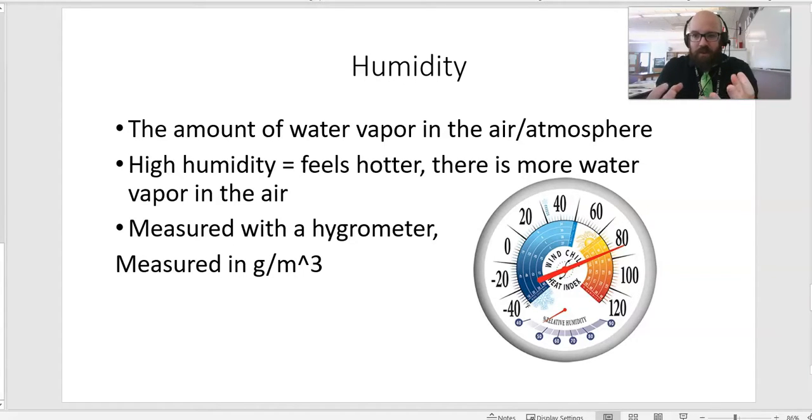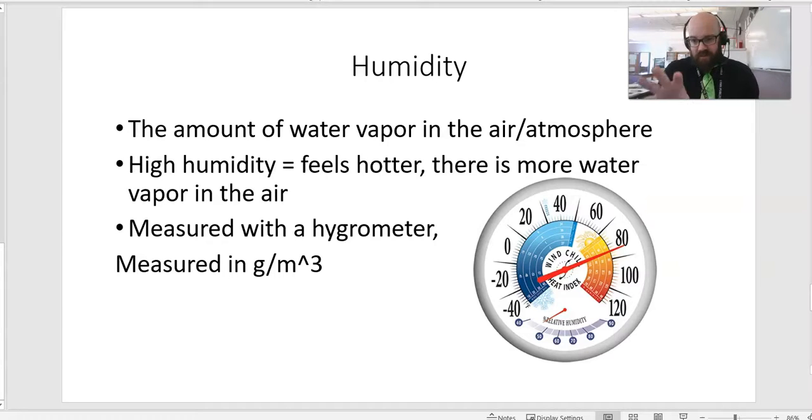Also, you'll reach a point when it's really humid in the summer. Your body needs to sweat to release that heat, but it has a hard time doing so because there's already the maximum amount of water vapor in the air. So your body struggles to release sweat, and you just feel gross and hot in the summertime. But the bottom line of this is that humidity is the amount of water vapor in the air.